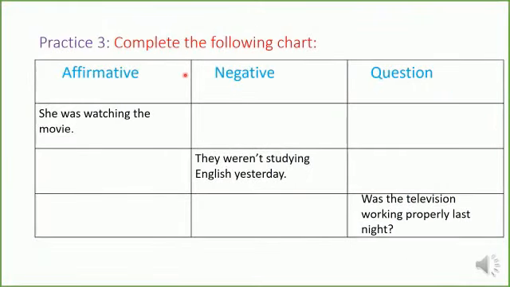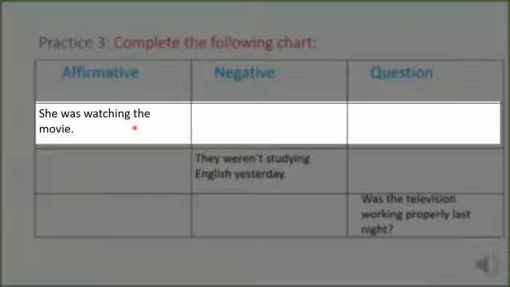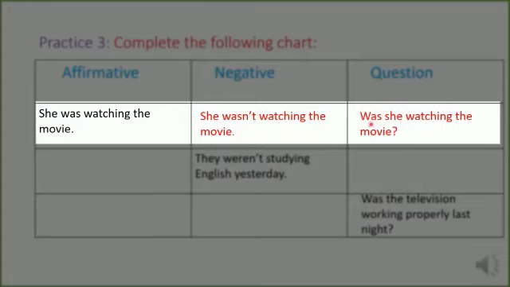Complete the following chart: affirmative, negative, and the question. Here we have a sentence in the affirmative, and we have to change it into negative and the question and so on. She was watching the movie. In the negative, use not after verb to be. So, she was not watching the movie. In the question form, start with the verb to be. Was she watching the movie?